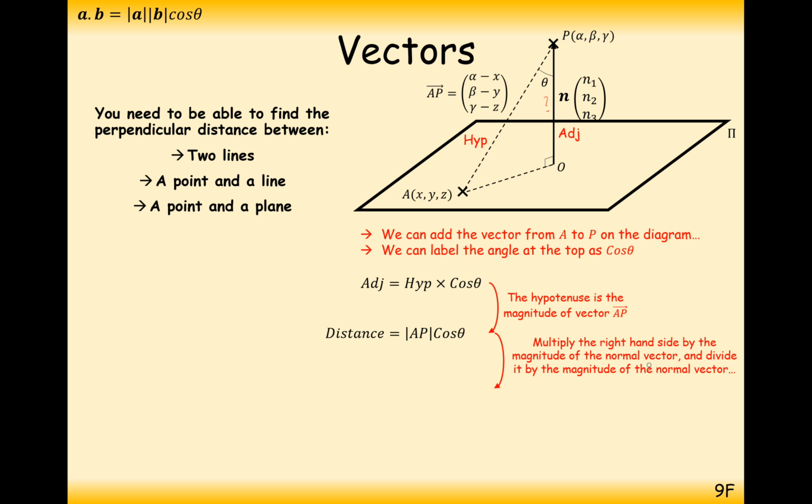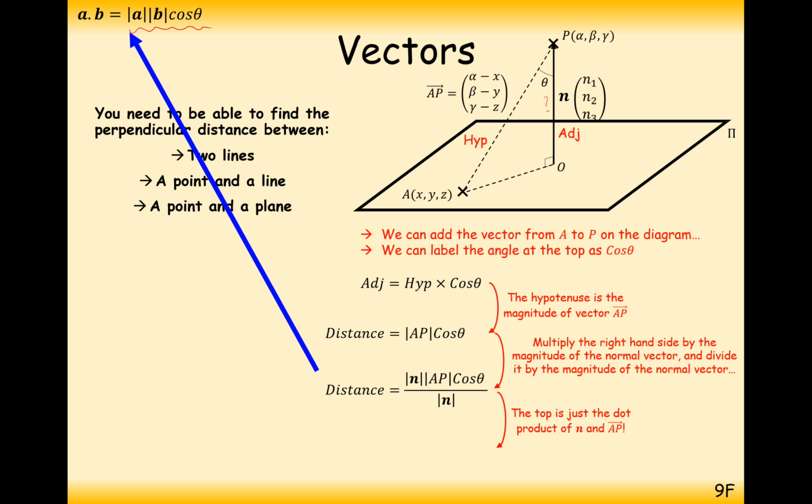What we're going to do next, for a reason that you'll see in a second, is times the top and bottom of this equation by modulus n. So just taking what we had above, times top and bottom by modulus n, and now all of a sudden what we have on the right hand side looks very similar to what we actually get in the scalar product rule. It's modulus n, modulus AP, times cos theta. So what we can do is use the left hand side of that scalar product rule to write that the distance is equal to n dot AP divided by modulus n.